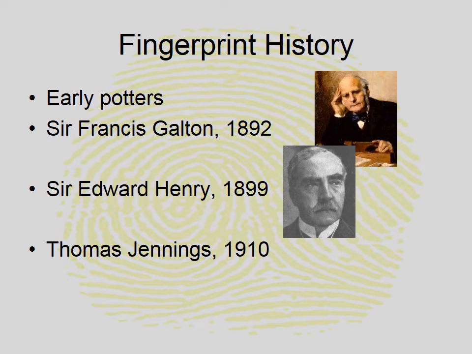Early potters used to mark their pottery with fingerprints to indicate who made the pot. You also have these forerunners, Galton, Henry, and Jennings, who helped move fingerprinting forward. Jennings wrote a book that is still used today to help identify the different fingerprint patterns, which we'll talk about: loops, arches, and whorls.